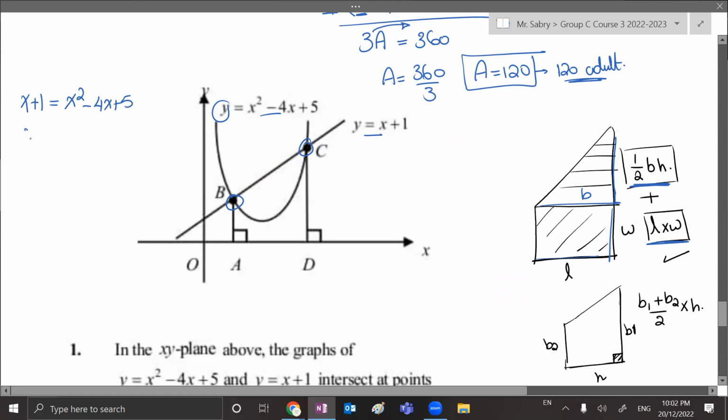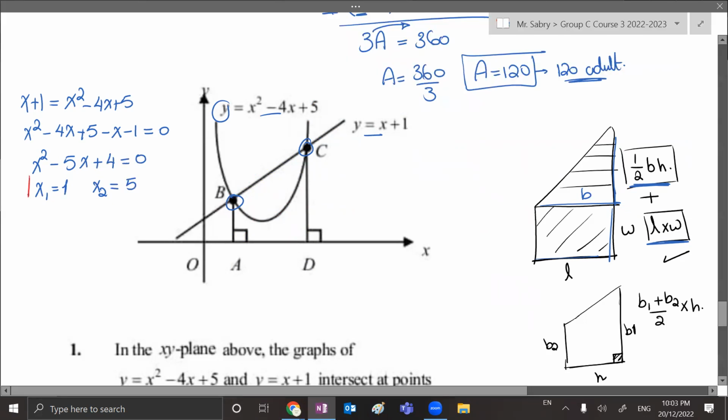Now همove كل حاجة on one side, make it equal to 0. So minus x and minus 1 equals 0, which means x squared minus 5x plus 4 equals 0. Factorizing, I got x and I got the other x. I got x equals 1 and I got x equals 4.